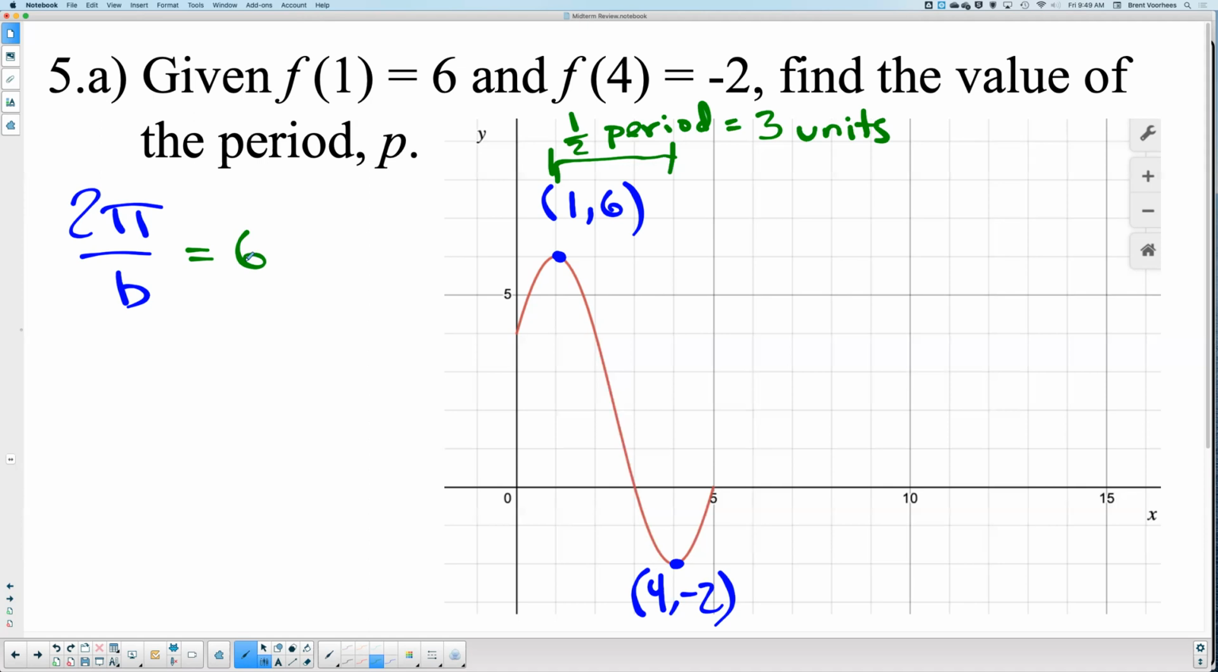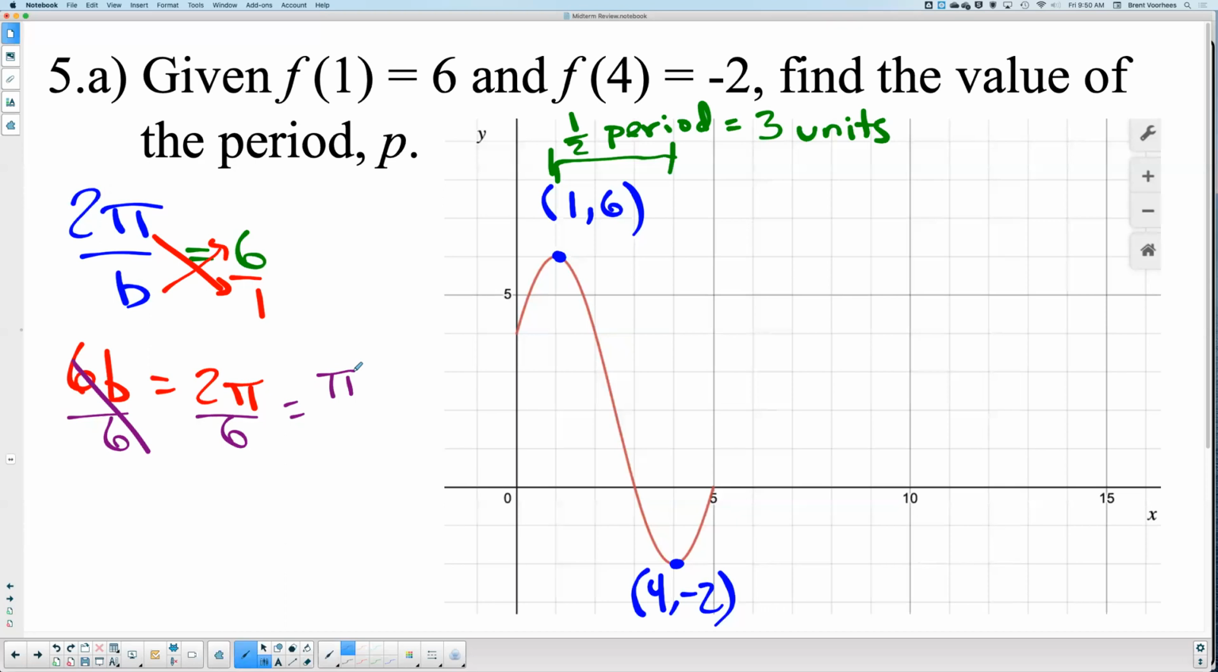Okay, so how would I solve that? Cross multiply, divide. So we have b times 6, 6b, equals 2 pi. That was cross multiplying. Now we divide by 6. That can reduce to become 1 pi over 3. That's b, but that's not what we were supposed to find.